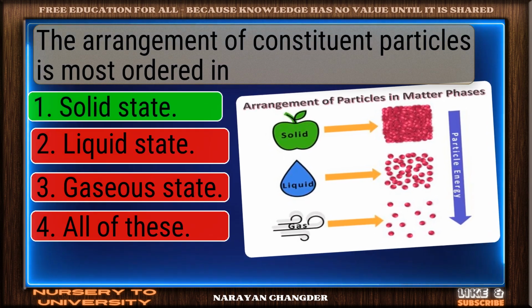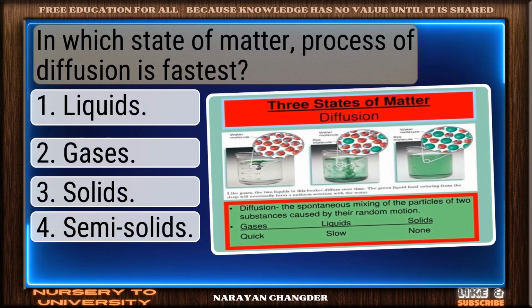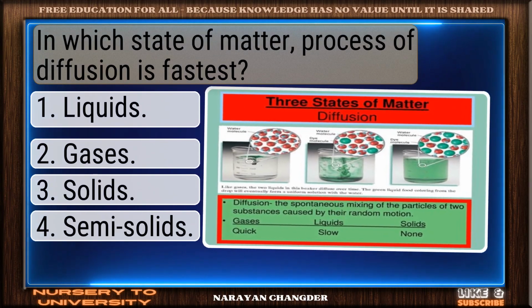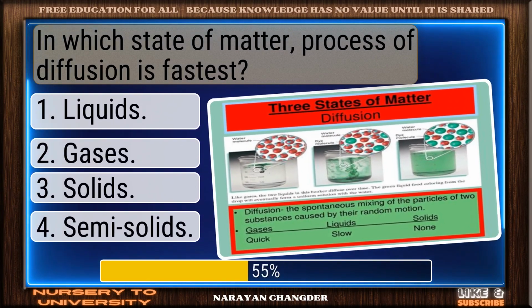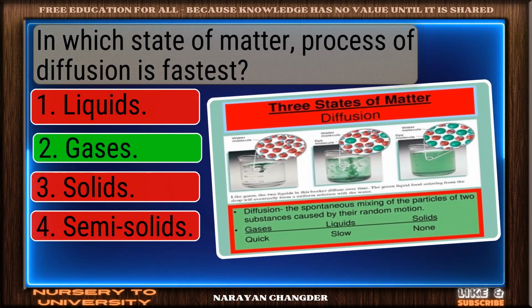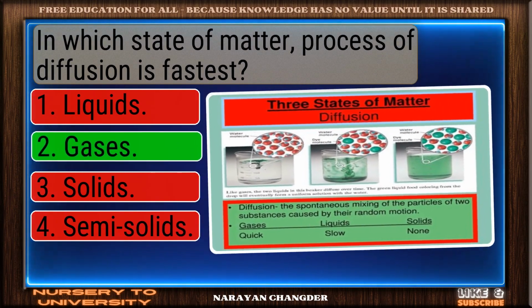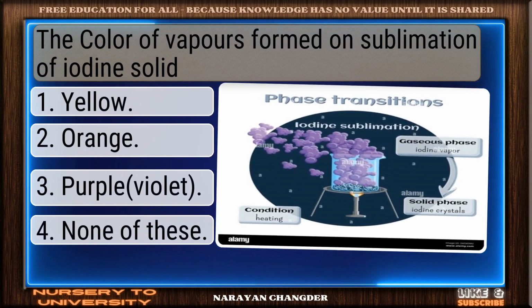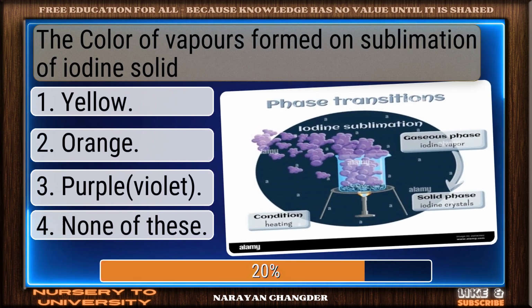Nice selection. Solid state is the correct and valid answer. Question number 43. In which state of matter process of diffusion is fastest? Clear logic. Your choice gases is sound and 100% true. Question number 44. The color of vapors formed on sublimation of iodine solid.